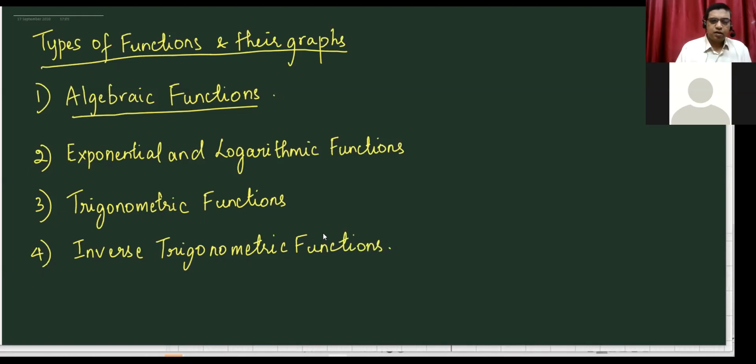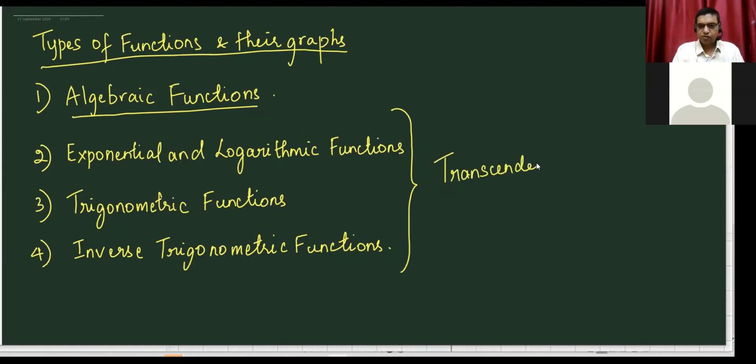Okay. So these other kinds of functions other than algebraic functions are also called transcendental functions. Okay, this terminology you will not so commonly find in your textbooks, but this is an important demarcation.